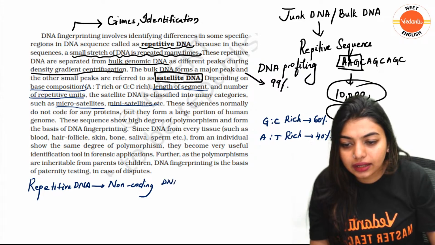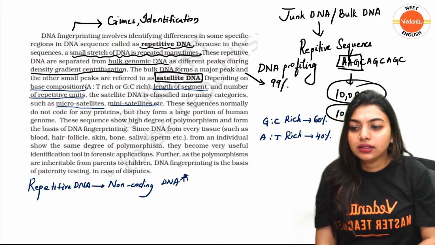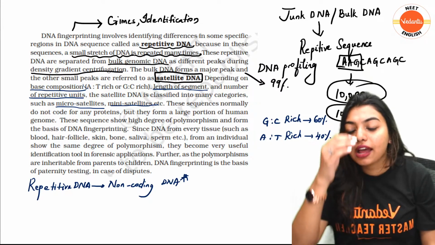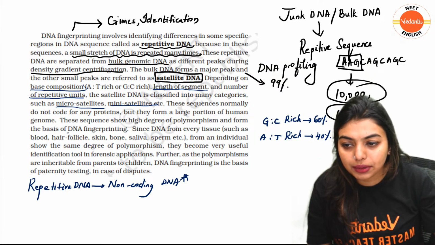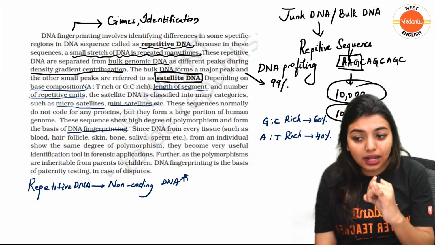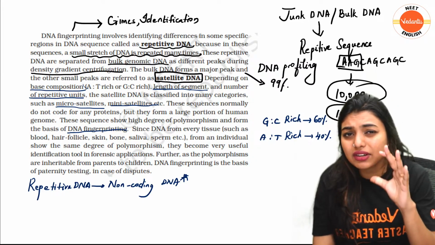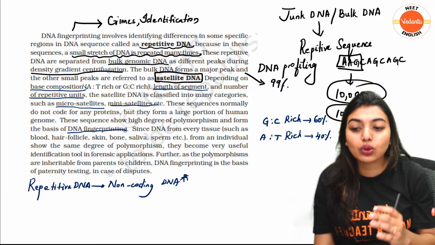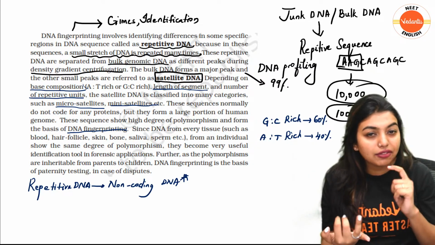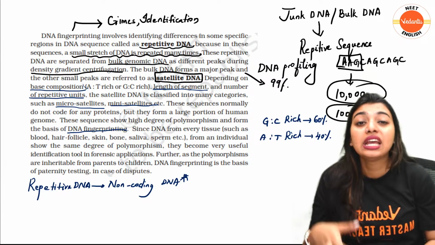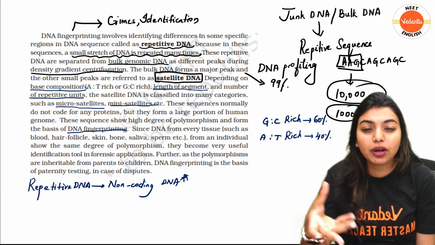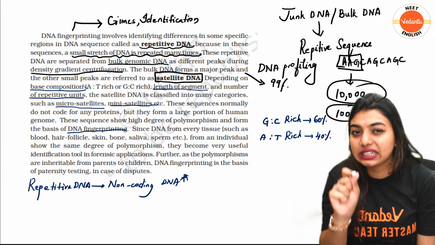Non-coding DNA. Okay, important. These sequences show a high degree of polymorphism and form the basis of DNA fingerprinting. Since DNA from every tissue, such as blood, hair follicle, skin, bone, saliva, sperm, etc., from an individual shows the same degree of polymorphism, that's the only reason, even after a rape case, a murder case, or a robbery, if they find a hair, follicle, nail, sperm, anything, they will still be able to find the DNA.